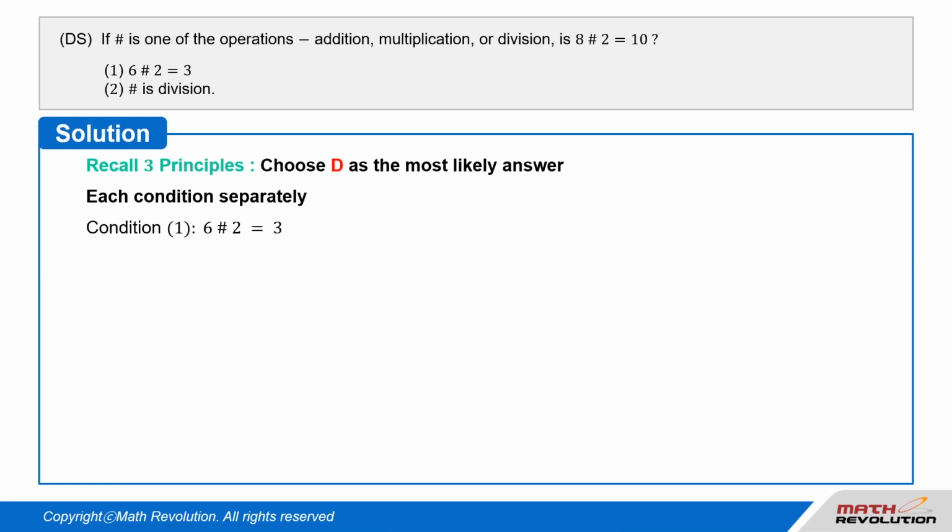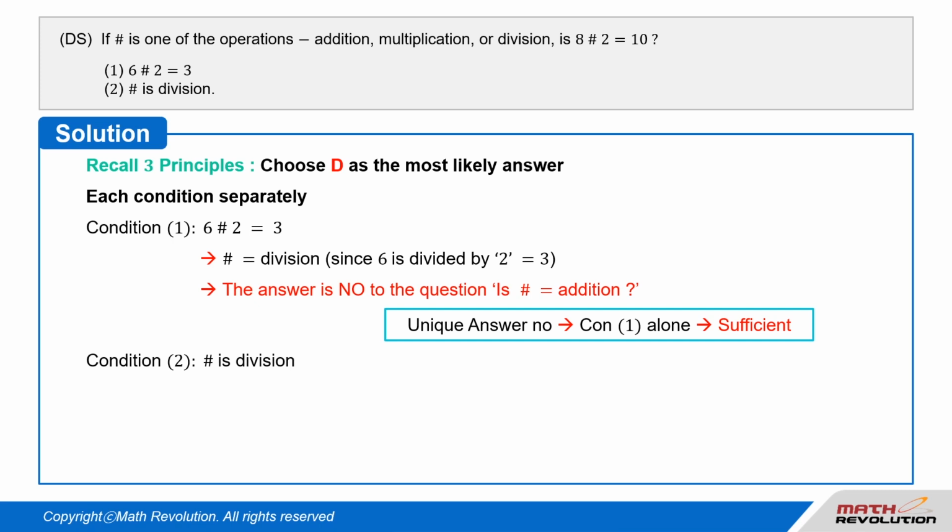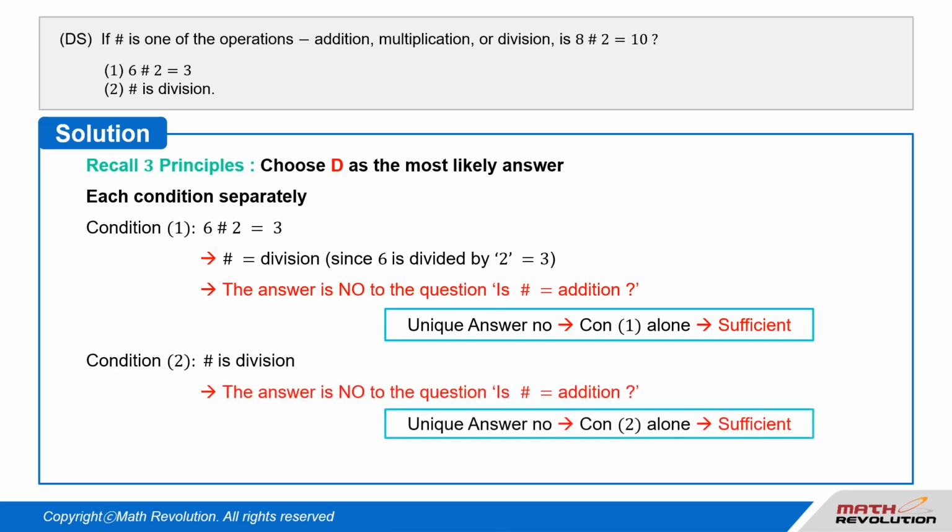Therefore, let's take a look at each condition separately. Condition 1 tells us that 6 hash 2 equals 3. This means hash is division, as 6 divided by 2 is 3. And this condition is sufficient as it gives a unique answer, that is no, for is hash addition. Condition 2 tells us that hash is division. This condition is sufficient as it gives a unique answer no for is hash addition.